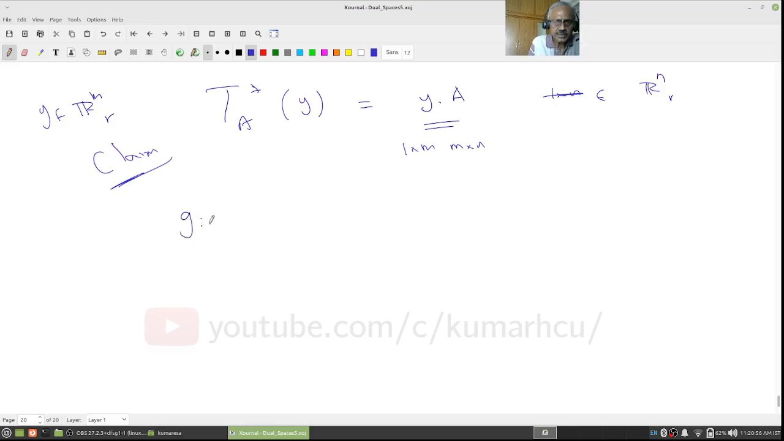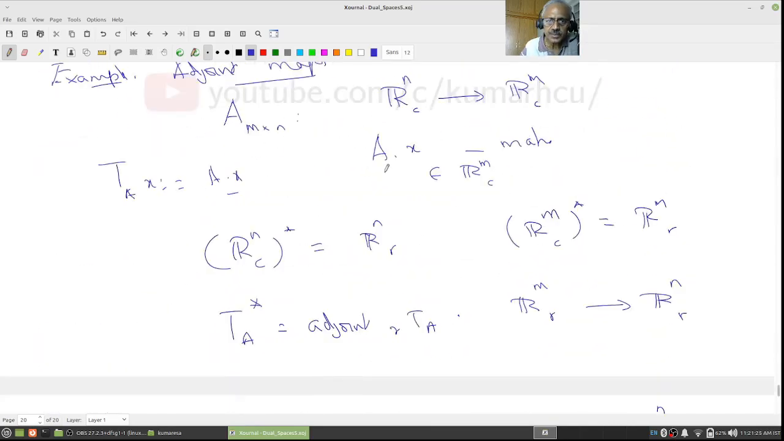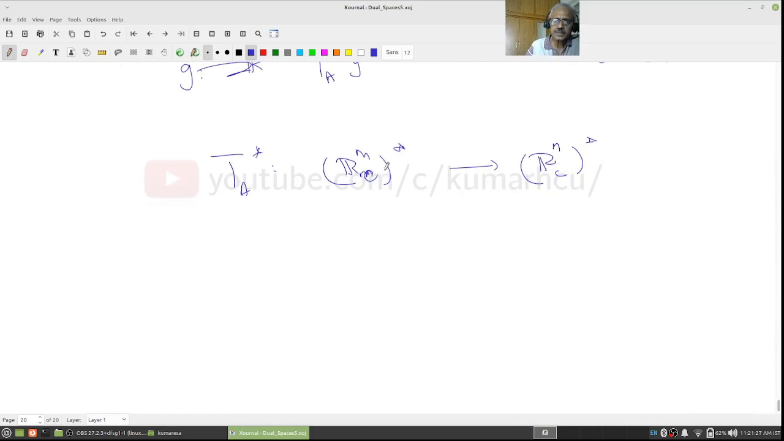Suppose G is a linear map. I want to look at TA star of G. Where is G? G is in (Rm)* , the dual of Rm, right? Because TA star is a map from (Rm)* to (Rn)*. Let me just make sure. Yeah, right. Therefore start with the G here.